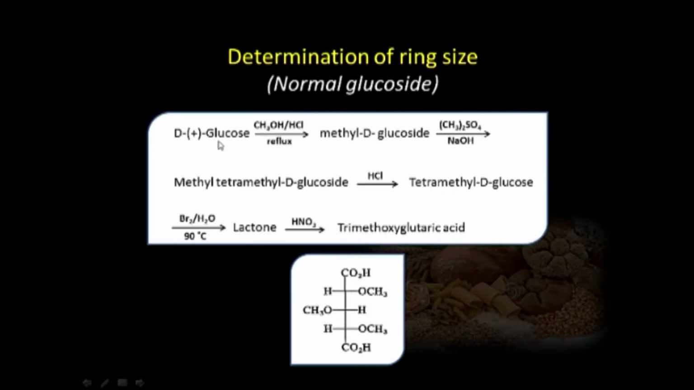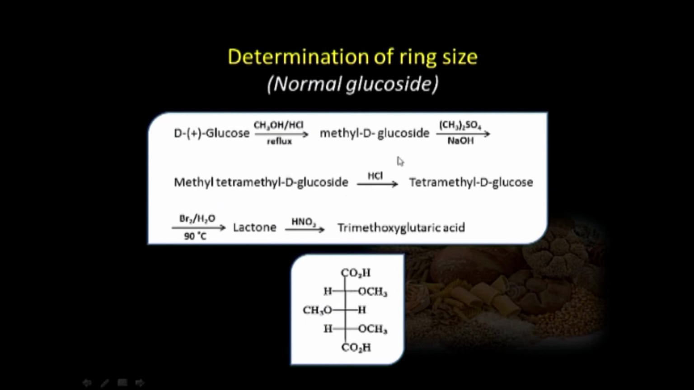Now, a sequence of reactions was used by Haworth and Hirst, and we are going to take that. First, D plus glucose is taken, it is treated with methanol and HCl and it is refluxed. The compound that is obtained is methyl D glucoside. This is treated with dimethyl sulfate in presence of NaOH. Now, what does dimethyl sulfate do? It gives the methyl ether at all the hydroxyl groups which are there, and we obtained a compound that was named methyl tetramethyl D glucoside, because it was found that 4 more methyl groups were introduced.